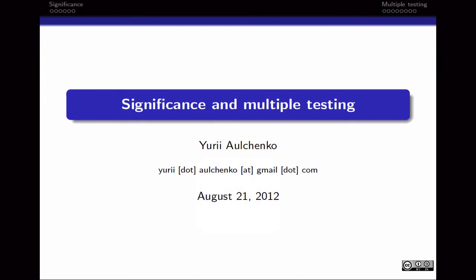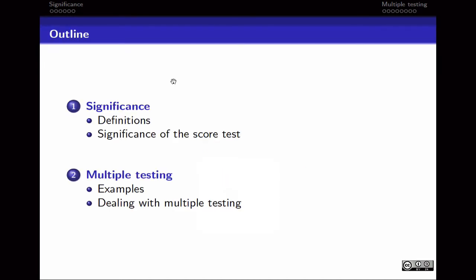Let us talk about significance and multiple testing. So I will have two parts to this presentation. We will first speak about significance, and I will introduce a number of definitions, and then also I will introduce the score test once again, and we will talk about significance of the score test statistics.